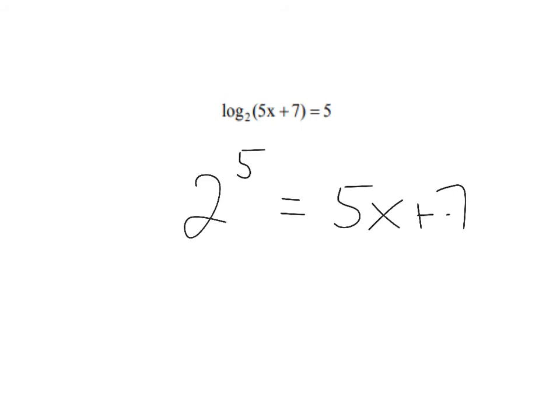Is it 32? 2 raised to the 5th. It's 32. I just double check my work so I don't record it wrong. So you get 32 is equal to 5x plus 7.